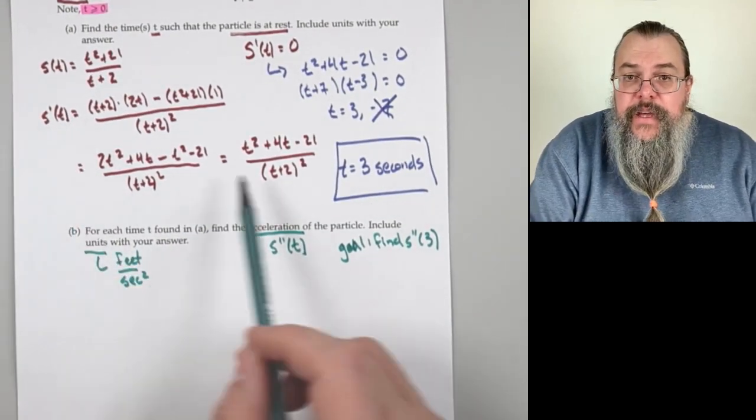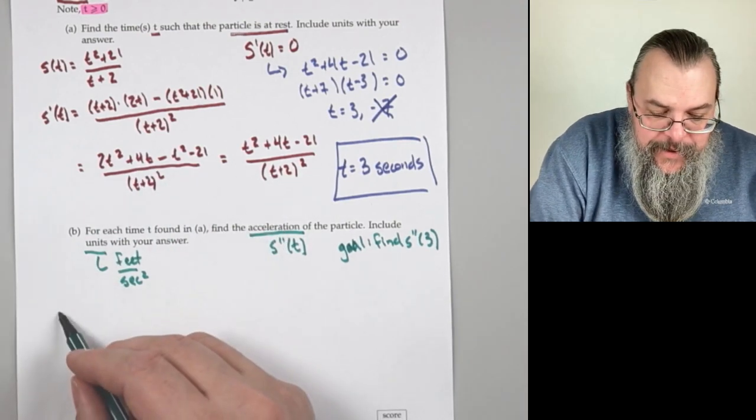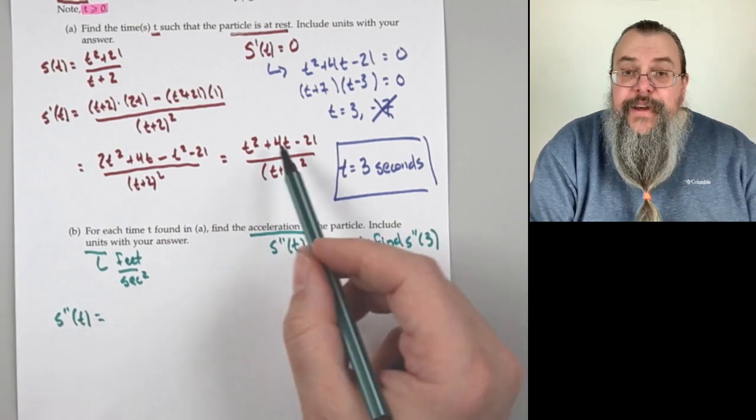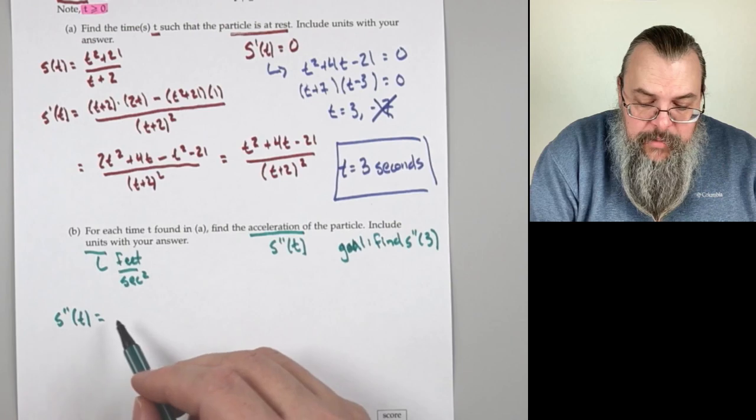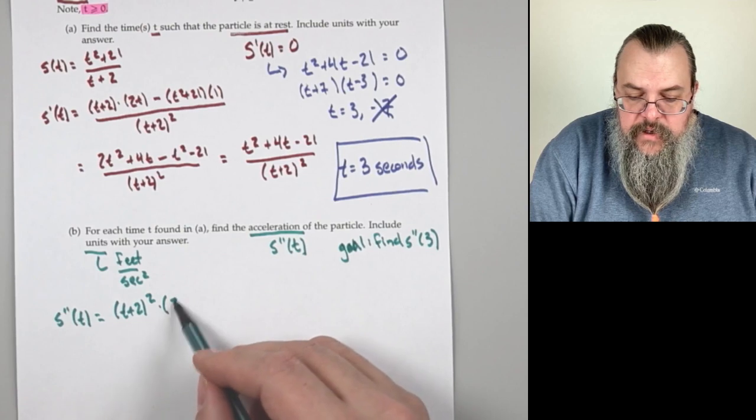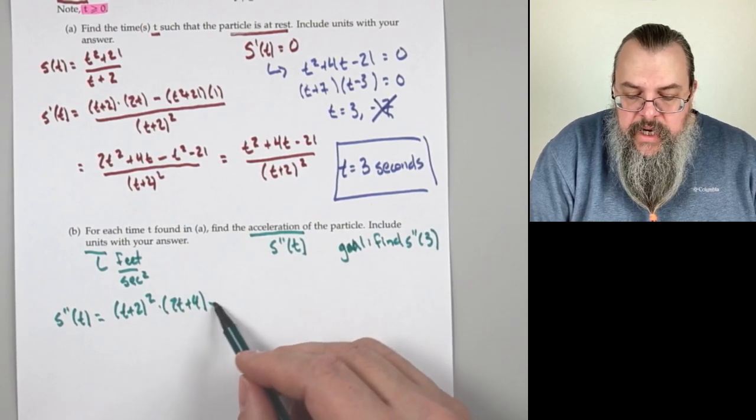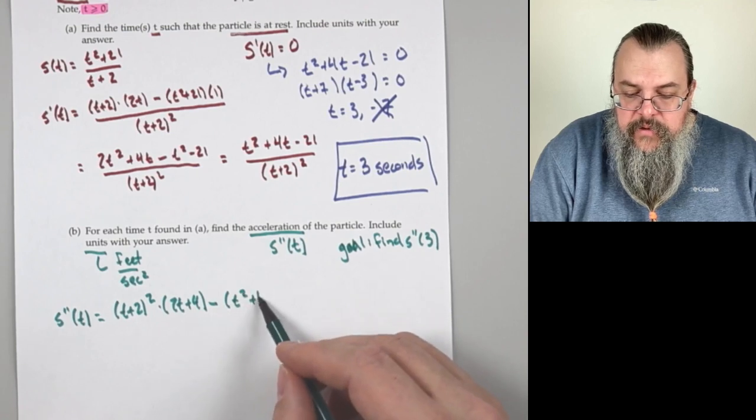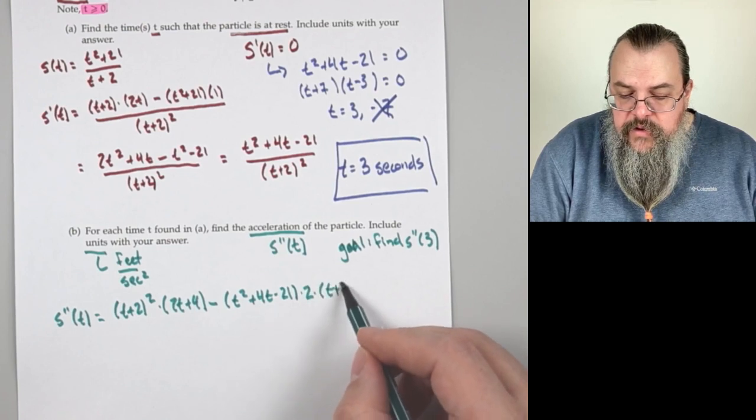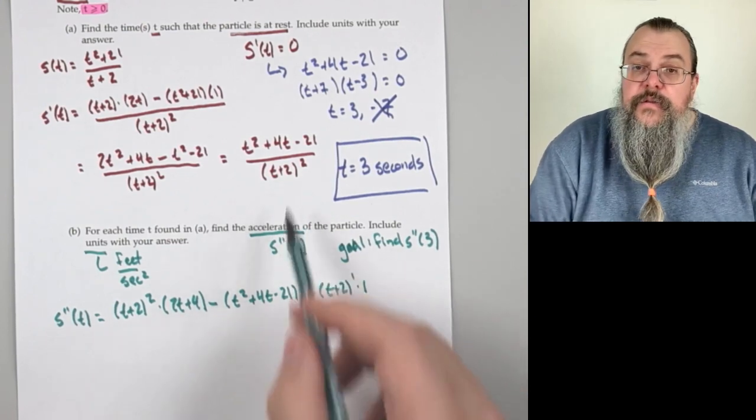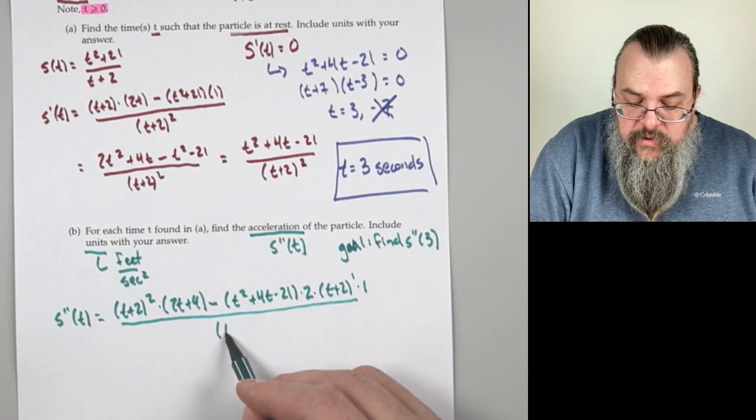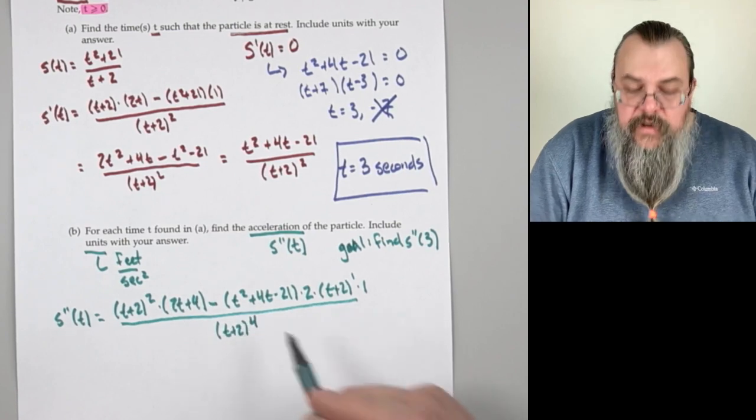All right, so here we go. We thankfully simplified our s prime. Good for us. So we can say, all right, s double prime of t, well, it's again a quotient rule. So we're going to take the bottom, t plus 2 squared, times the derivative of the top, 2t plus 4, minus the top, t squared plus 4t minus 21, times the derivative of the bottom, which is 2 times t plus 2 to the 1 times 1, if we just do the chain rule, all of that over the bottom squared. So t plus 2 squared squared is t plus 2 to the 4th.